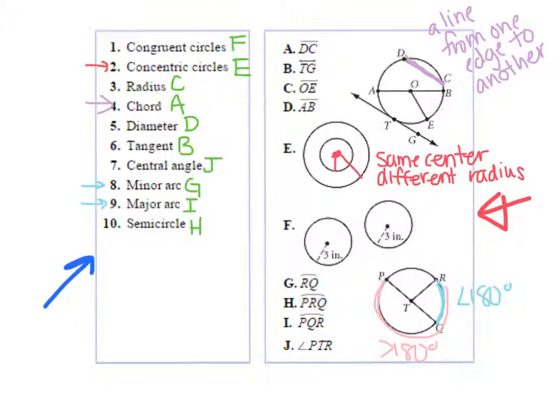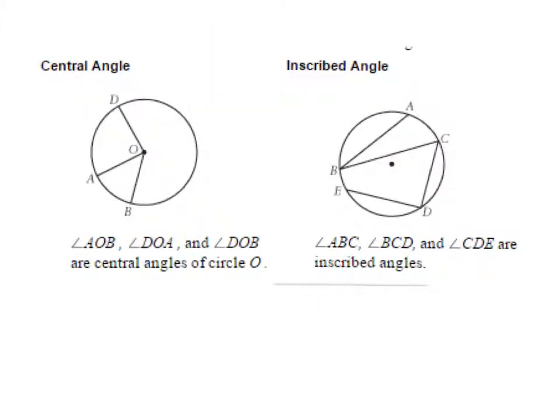Alright, pause the video, write down any definitions that you want, and hit play when you're done. Ready, pause. Alright, there are two more definitions that I'd like to explicitly look at, and that's central angle and inscribed angle. Central angles are, for example, AOB, this one right here. Another example of a central angle is DOA, that's this one right here. And a third central angle would be DOB, that's this one right here. These are all central angles.